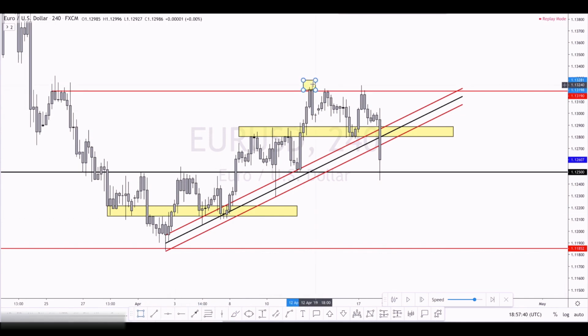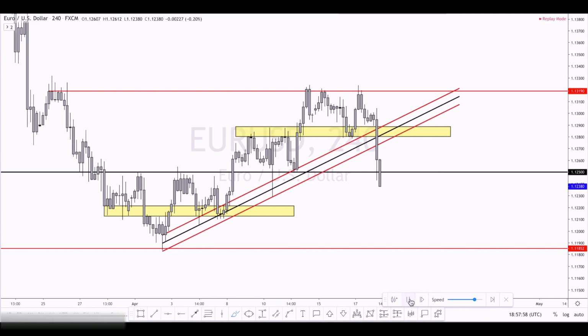We had 1, then we had 2, then we had 3 failures to move higher. So the key is always in the failures. When we break, we're now looking at price to retrace back into here, and then we're looking for price to move back lower down to the downside. So let's have a look at price.